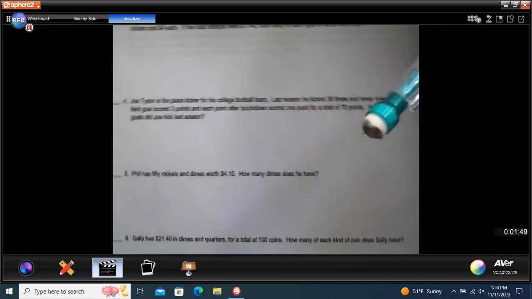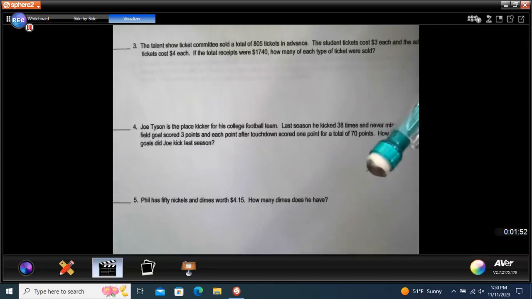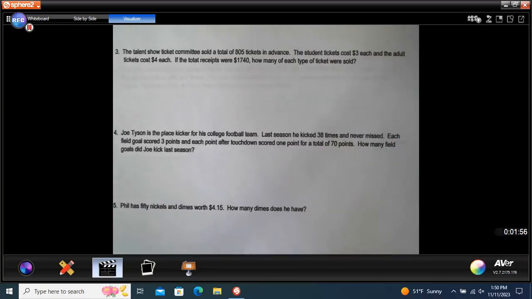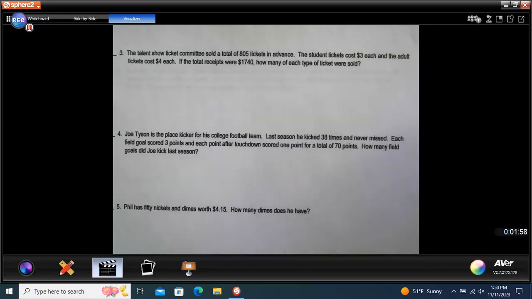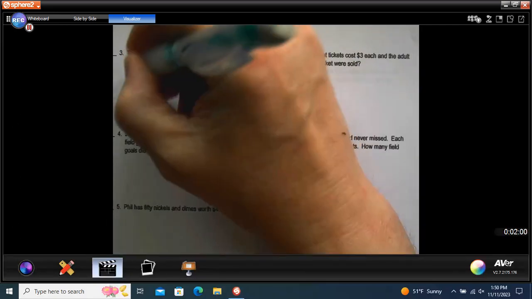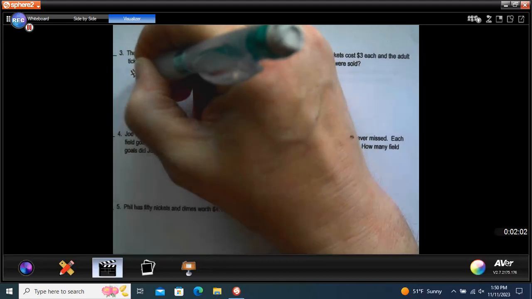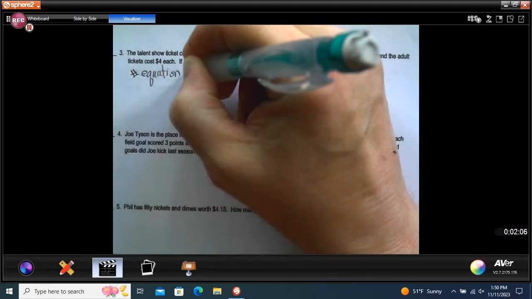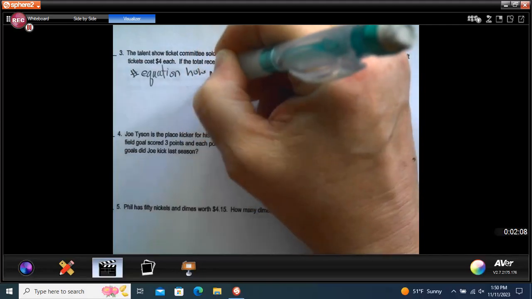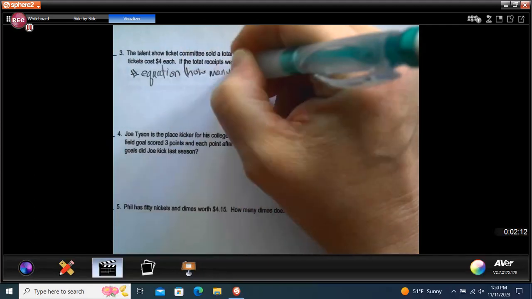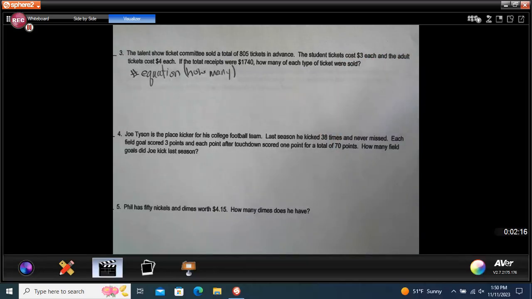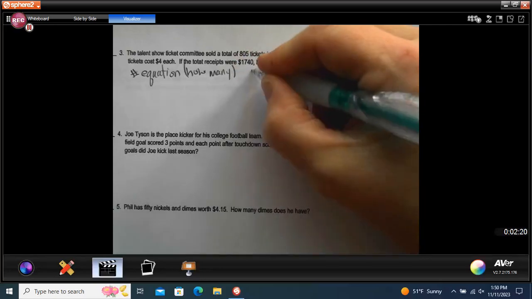The number 3, where'd it go? There it is. Number 3 is what I call a number value total problem. And when we do a number value total problem, we need a number equation, and that would pertain to how many. How many tickets do I have? How many raisins do I have? How many liters of whatever do I have? Okay, I need a number equation, and then I need a value equation.